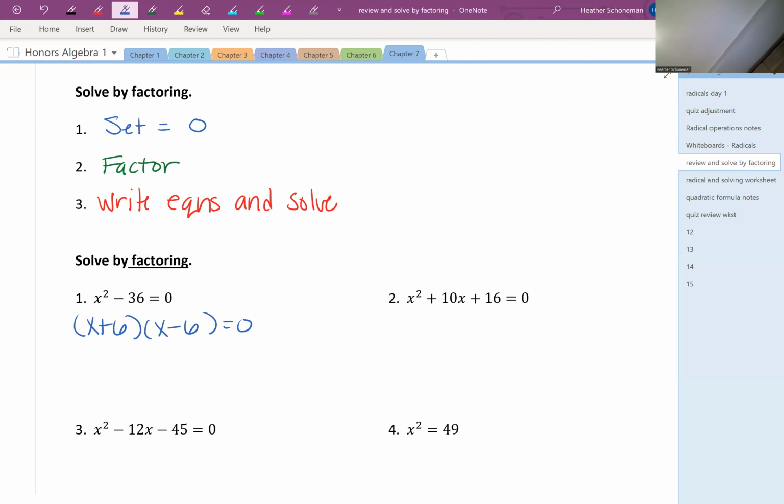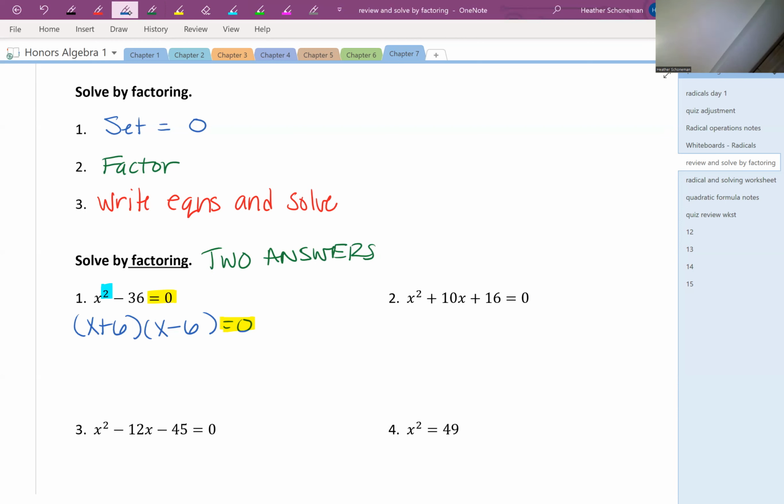So now it's factored. But notice these problems are different than the factoring ones because they have an equal sign. Now we're not just factoring, we're actually trying to get an answer. We're solving. So there's a difference, but they are still quadratic equations. They still have a highest exponent of 2. So that means we have to have 2 answers for all of these problems.